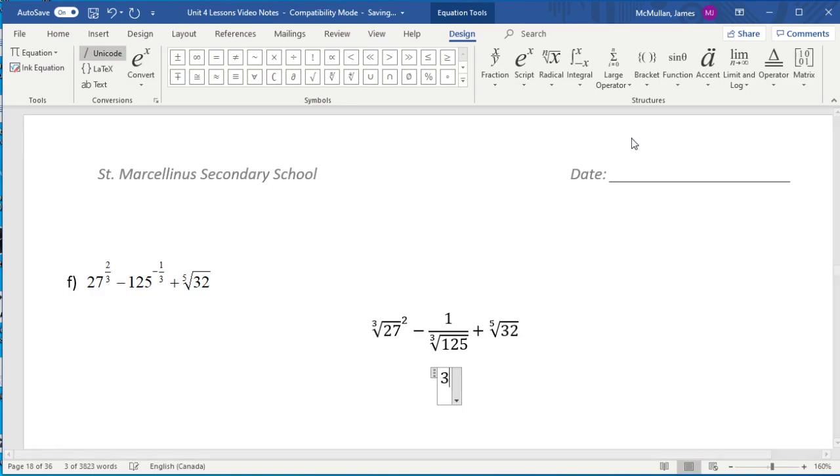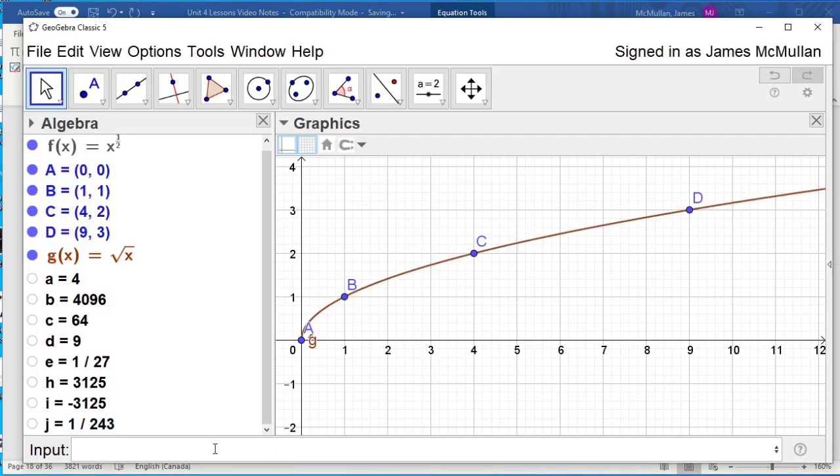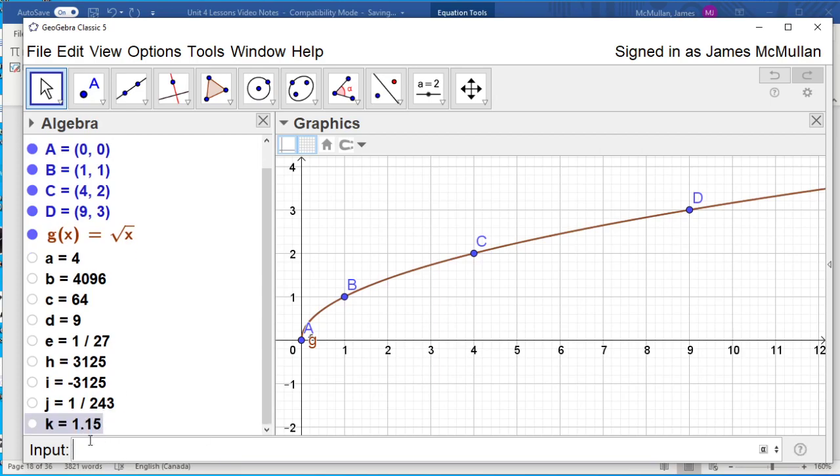The cube root of 27, you know, is 3. 3 times 3 times 3 is 27. The cube root of 125 is 5. So you know that one. Now you might not know the fifth root of 32. It's 2. But how would we get that if we didn't know it? We could go 32 to the power of 1 over 5. And that gives us the answer 2.